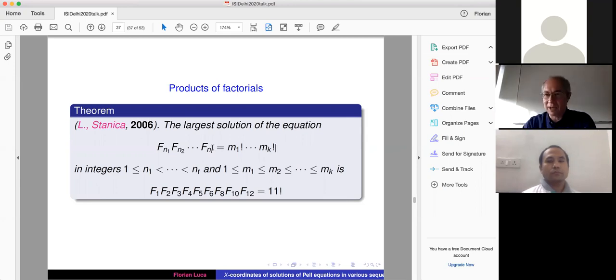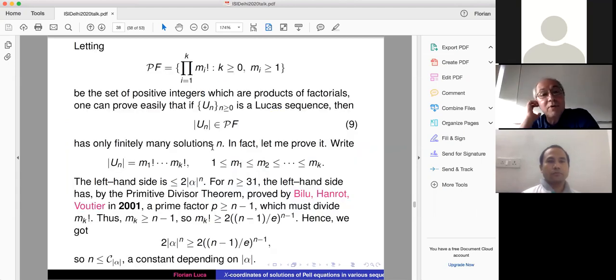The product of some Fibonacci numbers equals a product of some factorials. Now, take products of factorials. Let's call this set P of F. Then one can prove easily that the absolute value of u_n being a product of factorials has only finitely many solutions n. In fact, let me prove it here on this line. Suppose that u_n is a product of factorials, and suppose that m_k is the biggest factorial. Then the left-hand side, exponentially in n, is at most 2 times the absolute value of alpha to the n, where alpha is the root of the largest absolute value. They might be equal if they are complex conjugates.